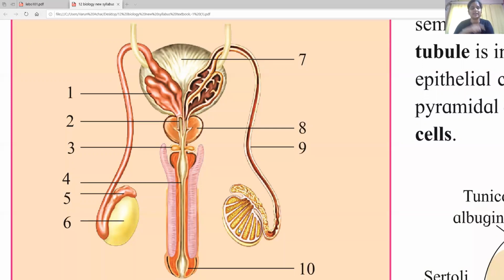That particular thread-like structure is called the seminiferous tubule. We call it seminiferous tubule. You will have around 600 to 1000 of these seminiferous tubules in one testis. These seminiferous tubules are where gametogenesis takes place and the sperms are produced.